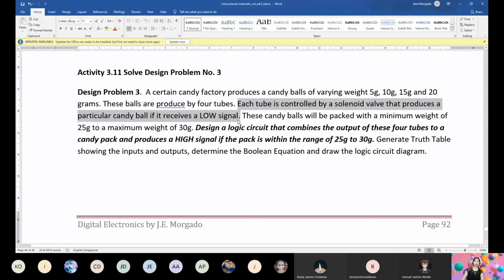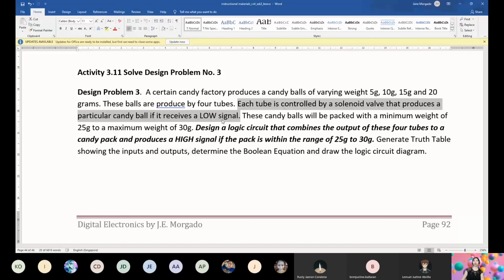Saan to? Sa input-output. Inputs pa lang. Ah, input. Oo nga pala. Okay. Sorry. Kasi maglalabas siya ng candy balls if it receives a low signal. Okay? Baliktad. Kasi kanina, high, di ba? So, you'll have an output if the input is high. Ito naman, you'll have an output if the input is low.